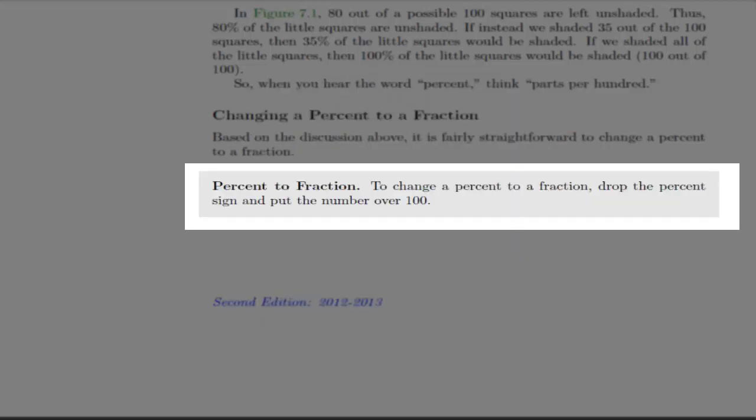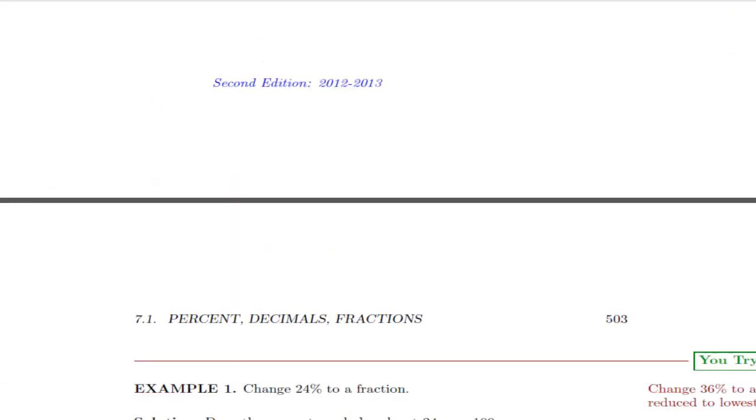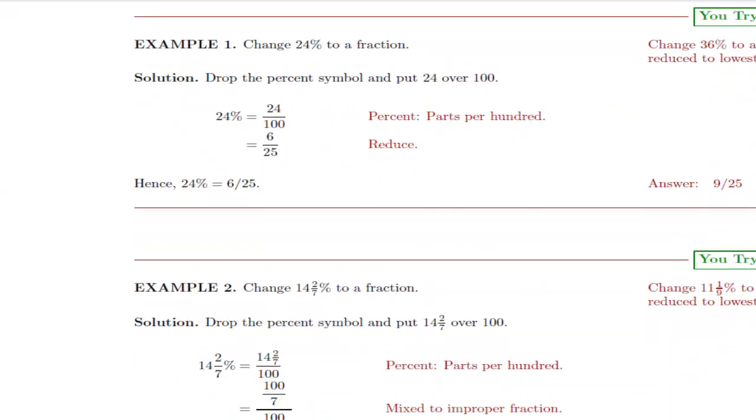Changing a percent to a fraction. Based on the discussion above, it is fairly straightforward to change a percent to a fraction. To change a percent to a fraction, drop the percent sign and put the number over 100. Example 1. Change 24% to a fraction. Solution. Drop the percent symbol and put 24 over 100. Reduce to get 6 over 25, hence 24% equals 6 over 25.